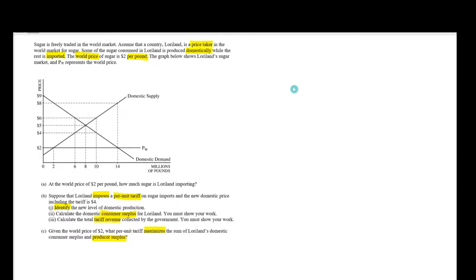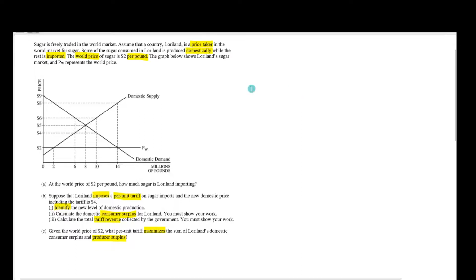Some of the sugar consumed in Loriland is produced domestically while the rest is imported. So the question stem tells you this is an importing country. The rest of the question stem, and just looking at the graph though, will tell you that the world price is lower than the domestic price. So if they did not tell you this, you should be able to determine it. So it says world price of sugar is $2 per pound. The graph shows Loriland sugar and the world price is PW.